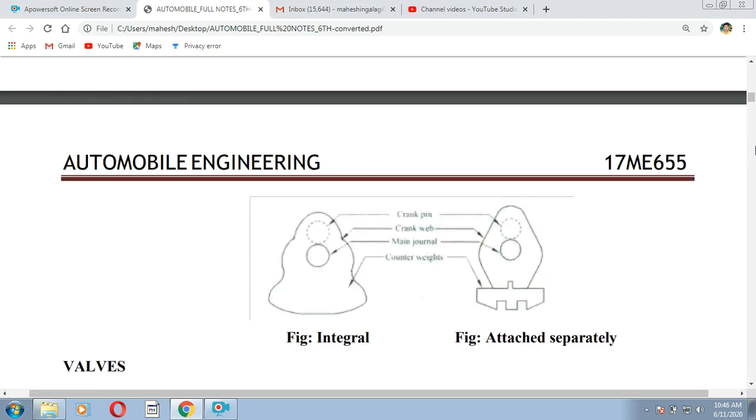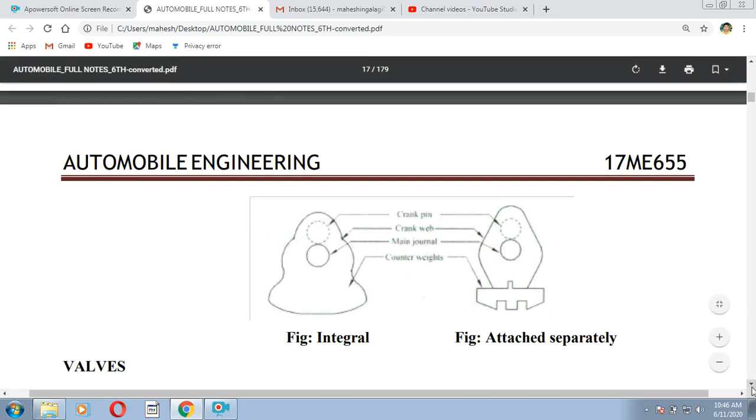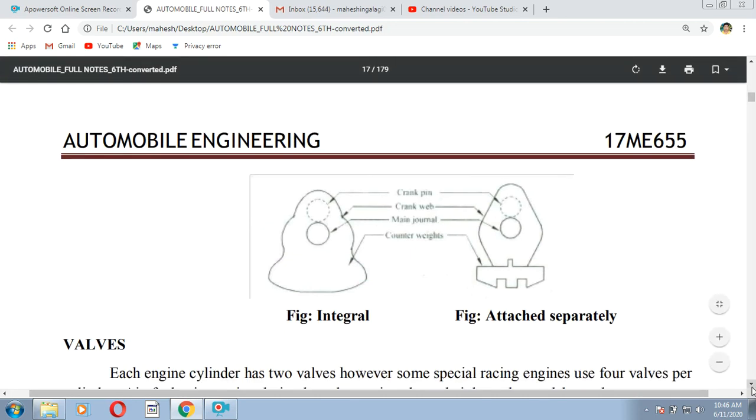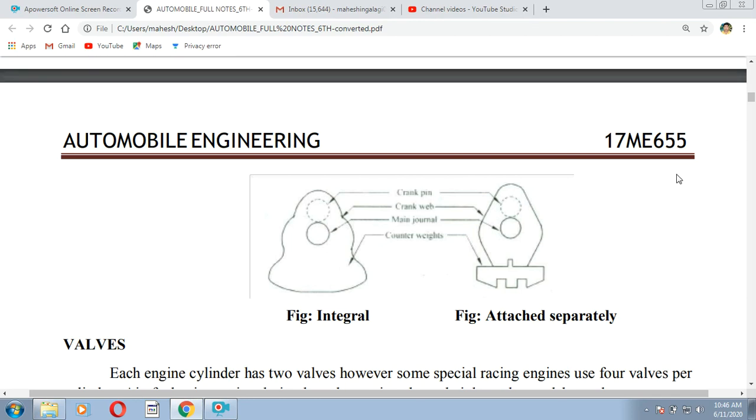So there is one more diagram here. Two diagrams for the counterweights: one is integral and the other is attached separately. This is the integral type of counterweight, and this one is attached separately, for the crankshaft to avoid the bending due to the centrifugal force acting during the operation of the engine.